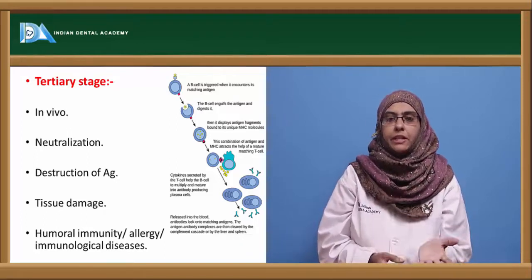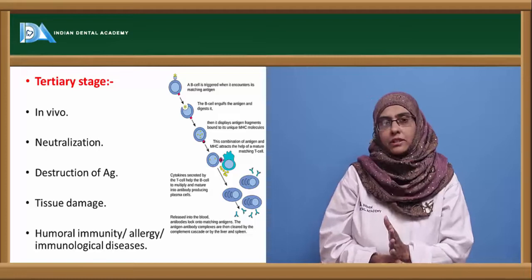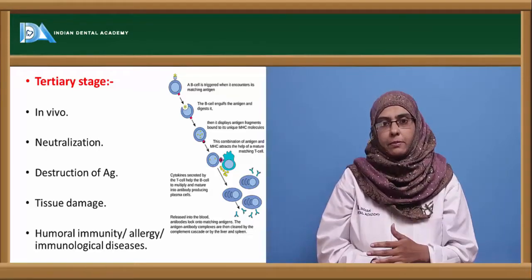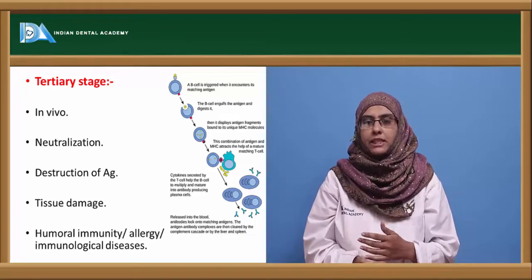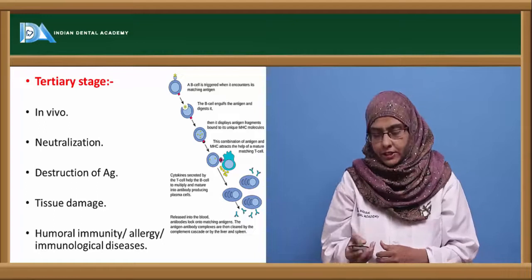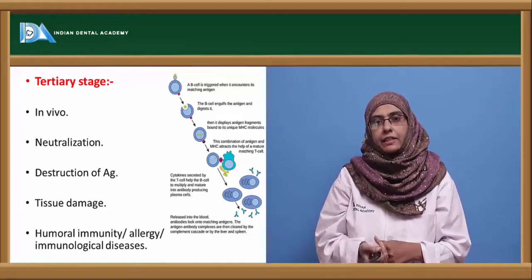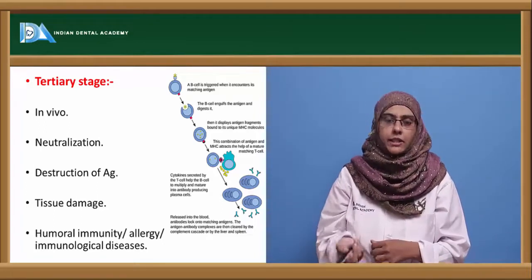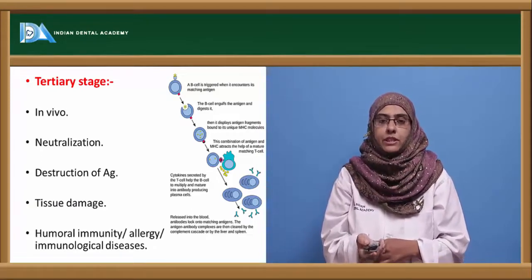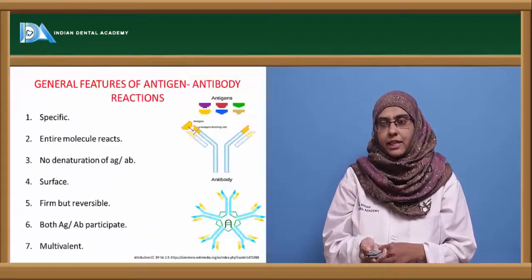Apart from eliminating the antigen, the other side of the immune response is leading to hypersensitivity or immunological diseases such as autoimmune diseases. All together is clubbed together in the tertiary stage. So in order to identify the antigen or the antibody, the primary and the secondary stages are mostly used in vitro, and they are called serological reactions.